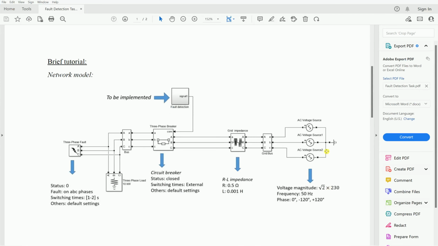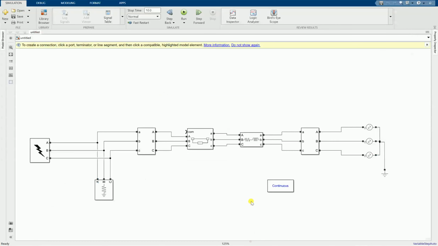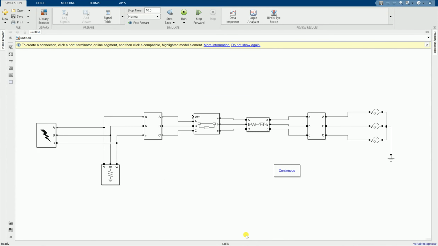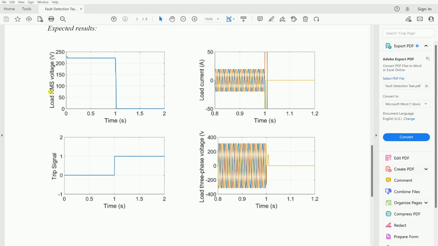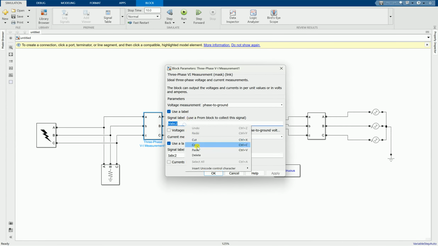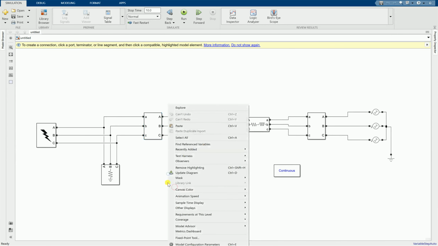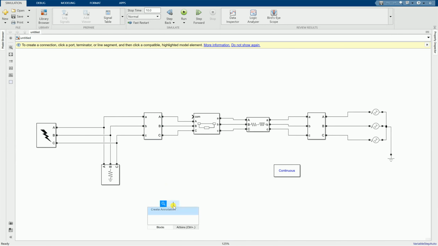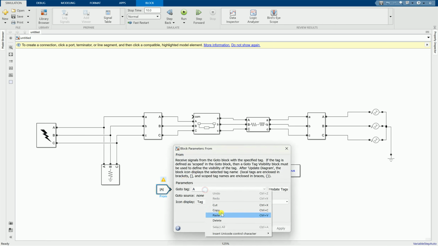So what is the next step? We have added all of our components in our system. What we need to do is the fault detection technique. Before we go to fault detection, we need the waveforms here. So we need the load RMS voltage, which is VABC2 as an RMS value, and I will take the value from here, from VABC2.